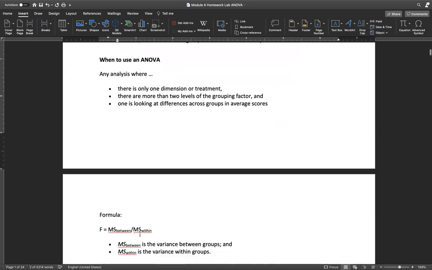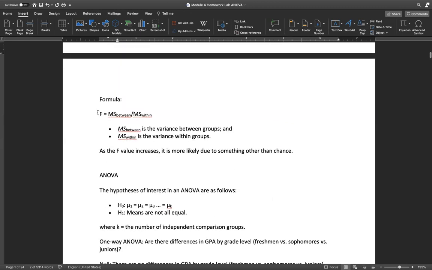So we've kind of gone over that. This is the formula for an ANOVA. It looks very simplistic at first, but once you get into it, it's a little bit more complicated. So this is the variance between groups divided by the variance within groups. And as the F value increases, the more likely something is going on other than chance. So the higher the F value, the better.